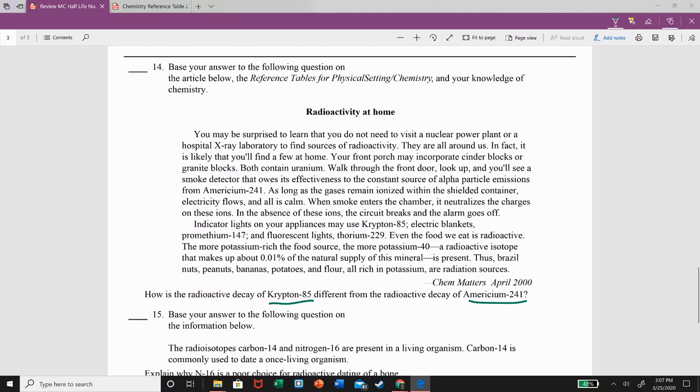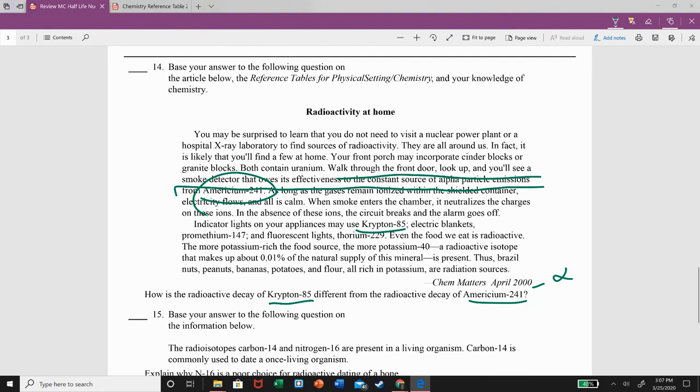look for, so if I go through, walk through the front door, look up, and you'll see a smoke detector that owes its effectiveness to the constant source of alpha particle emissions from americium-241. So americium-241 undergoes alpha decay. All right, so now let's see if we can find something about krypton-85. As long as the gases remain ionized, electricity will flow. So indicator lights on your appliances may use krypton-85. Okay, krypton-85. And electric blankets, promethium-147, and fluorescent lights, and thorium-229.